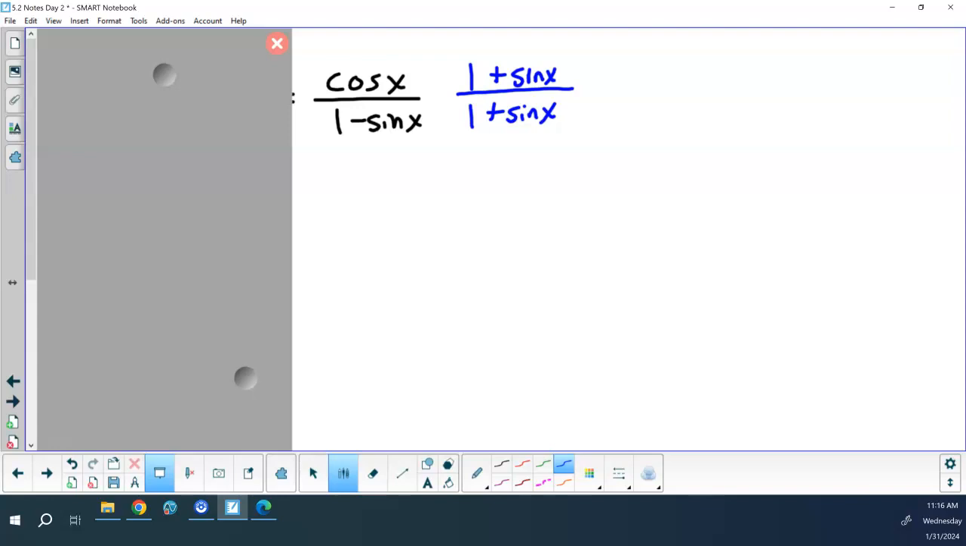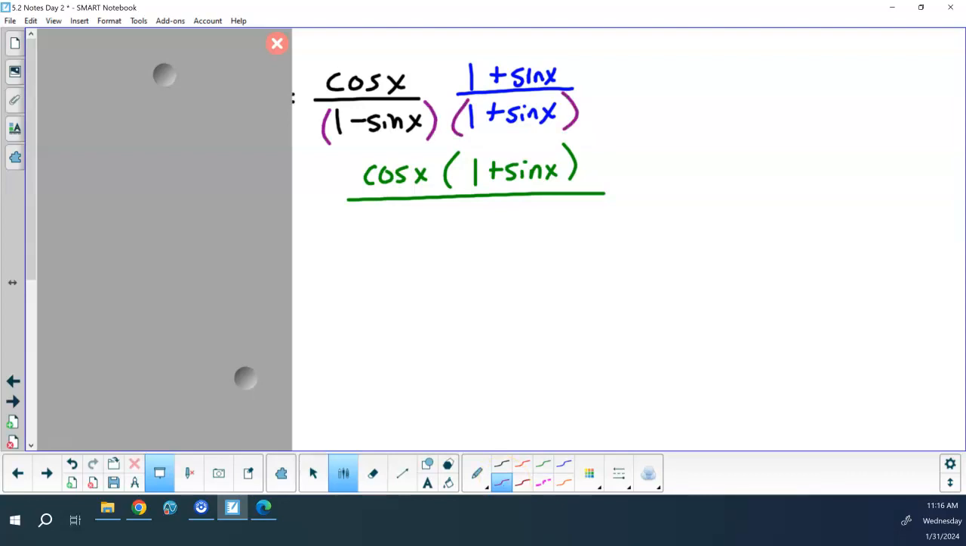So if I do that on the top, I get cosine of x times 1 plus the sine of x. On the bottom, if I multiply these together, I get 1 plus sine of x minus sine of x, which cancel each other out, minus sine squared of x. Okay?